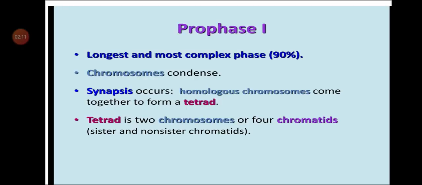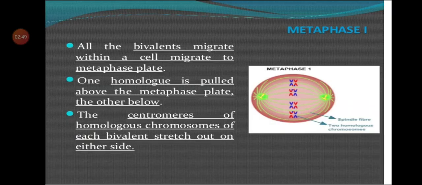Prophase 1 we have studied. Let me revise it in short, that it is the longest and the most complex phase. Chromosomes are condensed in this phase. Synapsis occurs, that is homologous chromosomes come together to form a tetrad. And tetrad means 2 chromosomes or 4 chromatids are coming together. It is known as tetrad. Okay, so we have studied this prophase 1 in detail in our last lecture, that is all the substages: leptotene, zygotene, pachytene, diplotene and diakinesis. Let us continue with metaphase 1.